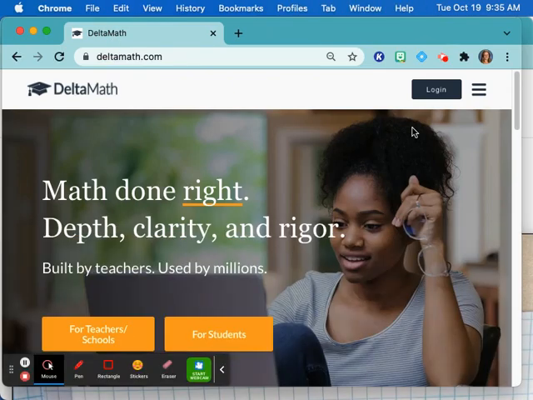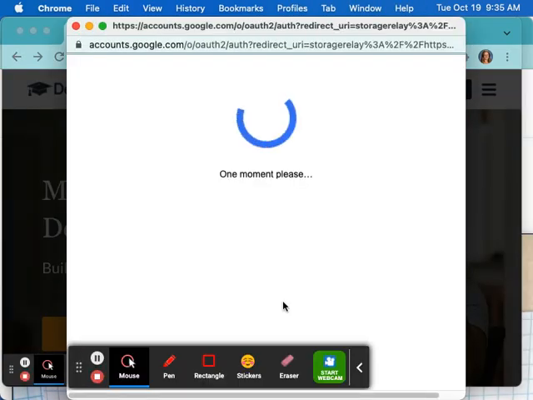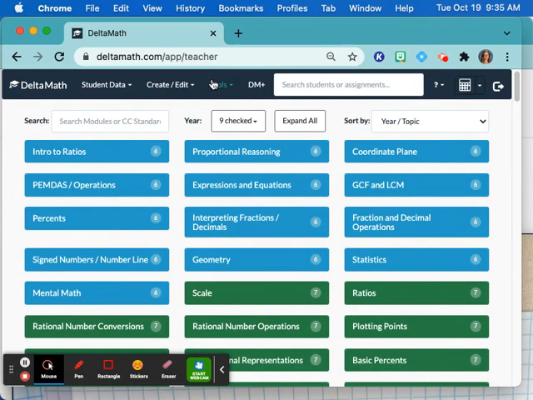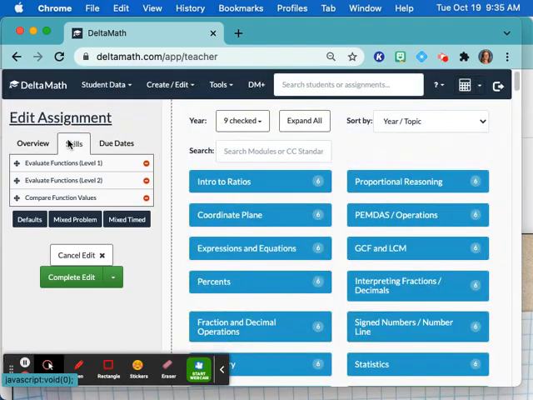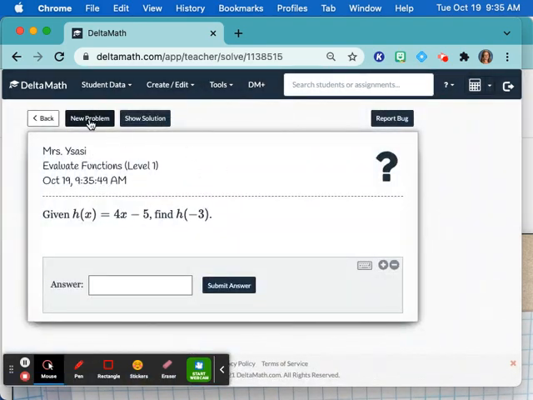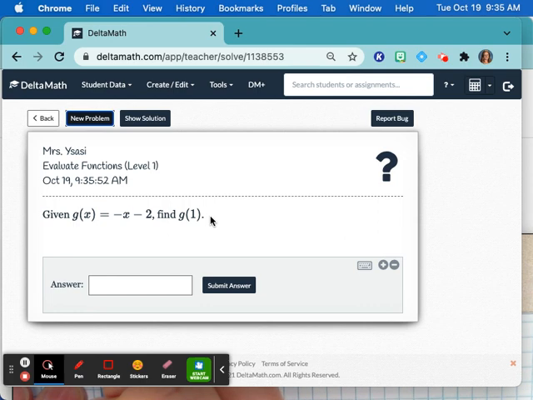Okay, so let me show you the assignment. It's called function notation. So I'm going to look at some of the problems. Here's the first problem that we're going to write down. So write down g of x equals negative x minus 2. And it says find g of 1. Is it telling us that 1 is the input? Yes, that means that 1 is the input.